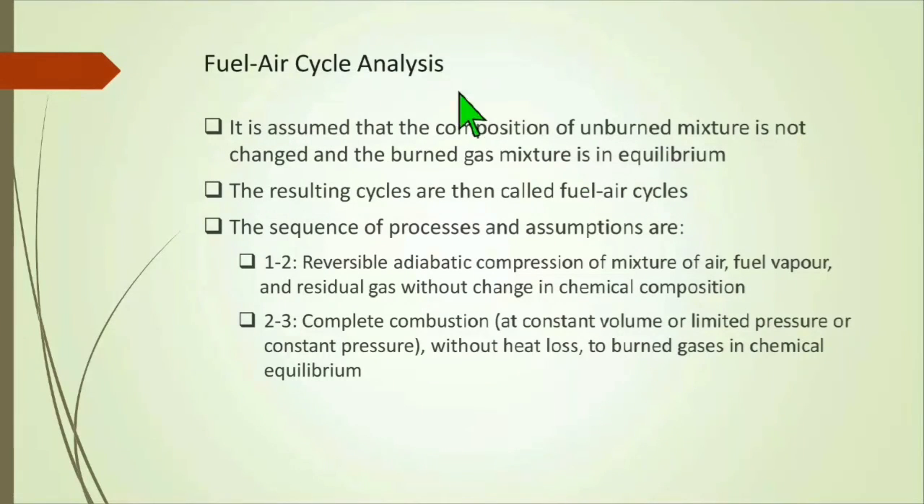Fuel air cycle analysis. It is assumed that the composition of the unburnt mixture is not changed and the burnt gas mixture is in equilibrium. The resulting cycles are then called fuel air cycles. The sequence of processes and assumptions are: 1 to 2, reversible adiabatic compression of the mixture of air, fuel vapor, and residual gas without change in chemical composition. 2 to 3, complete combustion at constant volume or limited pressure or constant pressure without heat loss, with burnt gases in chemical equilibrium.